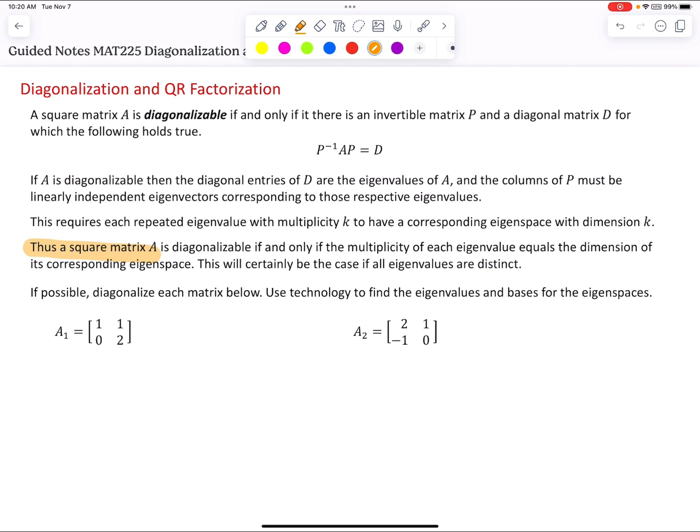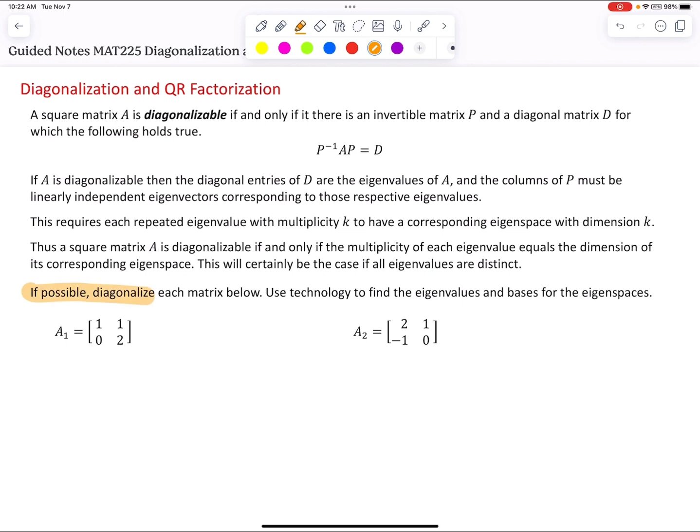its corresponding eigenspace. And this will certainly be the case if all the eigenvalues are distinct, because if an n by n matrix has n distinct eigenvalues, then each eigenvalue will correspond to a one-dimensional eigenspace. There will be one basis vector required of the eigenspace. So the dimension would be 1, which would match the multiplicity, and that would be true for all the eigenvalues and corresponding eigenspaces. Okay, let's explore some of these ideas.